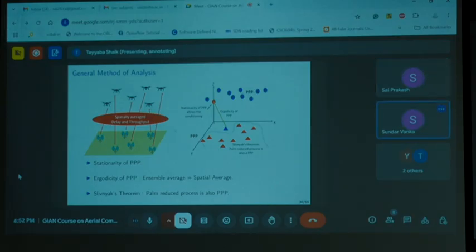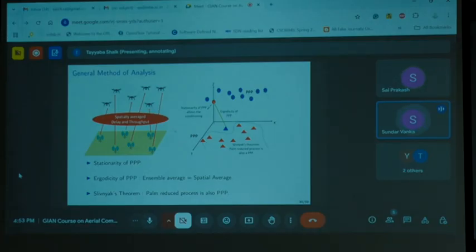Yes. So Slivnyak's theorem is like a version of this, using this conditional distribution for the case when the PPP under consideration is a Poisson point process. Means he has derived something like, some condition on a Poisson process? Yes. So what he's saying is, condition that the Poisson process has a certain point at a certain location. What are the statistical properties of such a process?